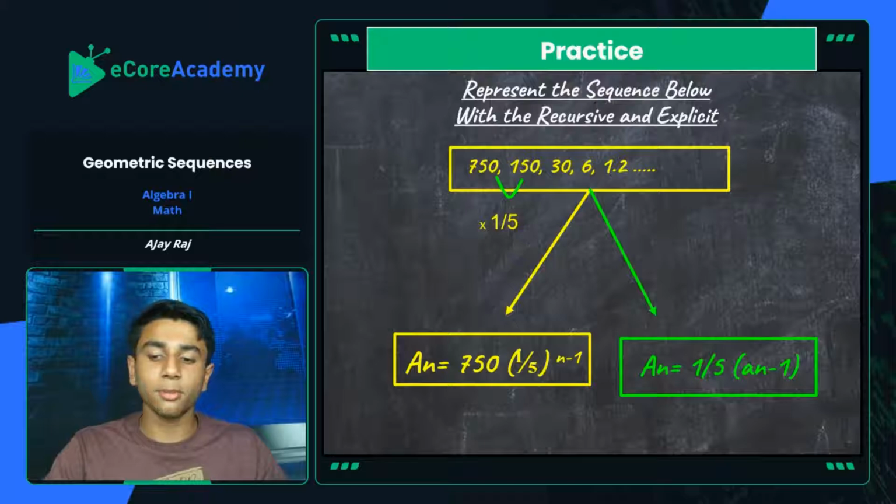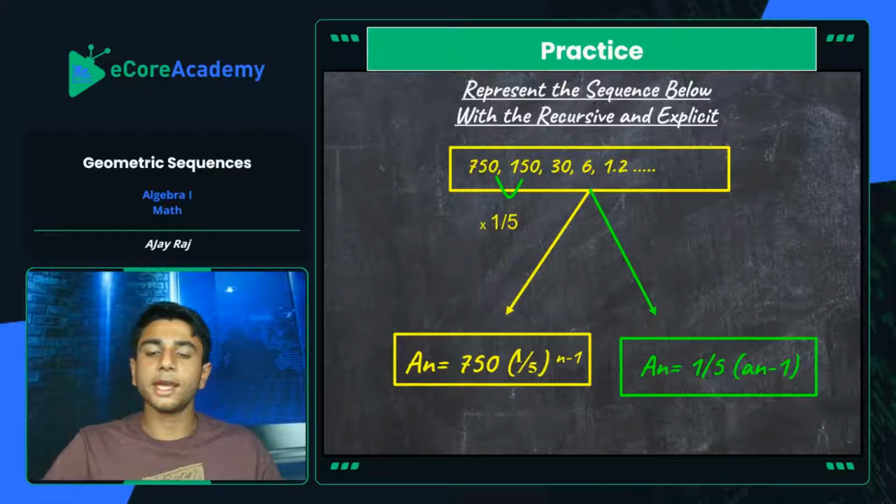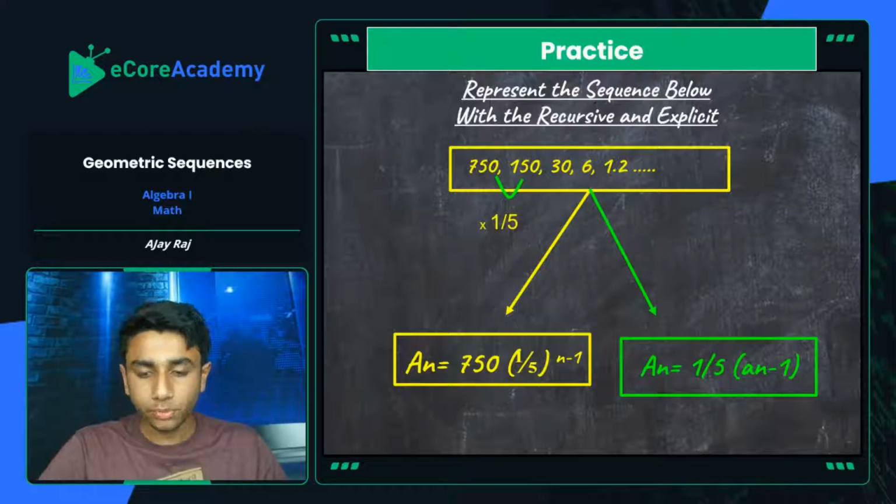You don't need the first term, you just need the previous term, and obviously the common ratio. So we have a of n is equal to 1/5 times a of n minus 1, 1/5 being our common ratio, and obviously a of n minus 1 being the previous term.